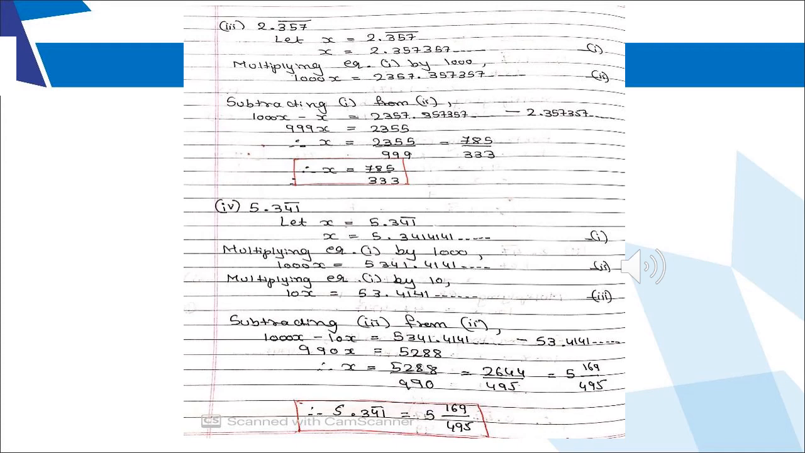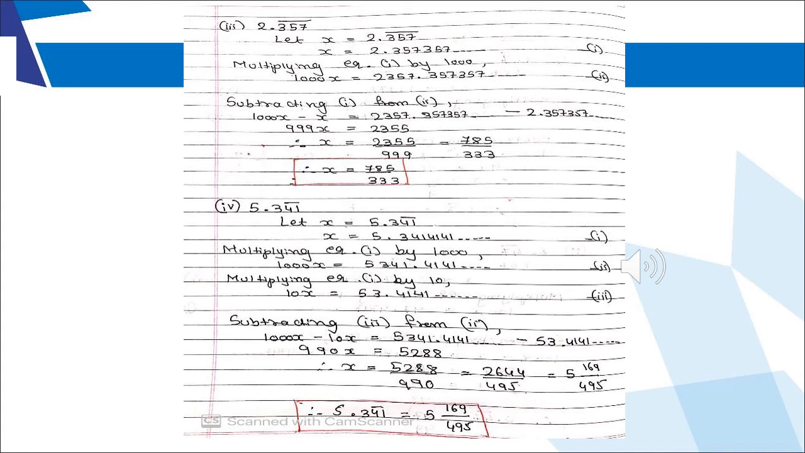Now since the bar is not above all the 3 digits, it is only above 2 out of the 3. So it means 3 minus 2, 1. There is 1 digit above which the bar is not there. So since there is 1 digit above which the bar is not there, we will multiply equation 1 again by 10. And after multiplying it by 10, number it as equation number 3.